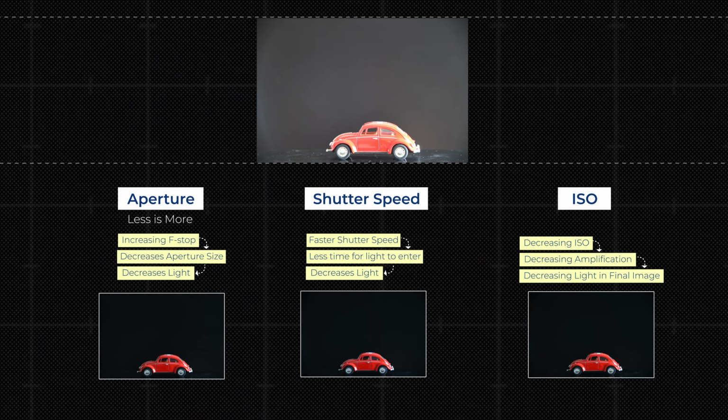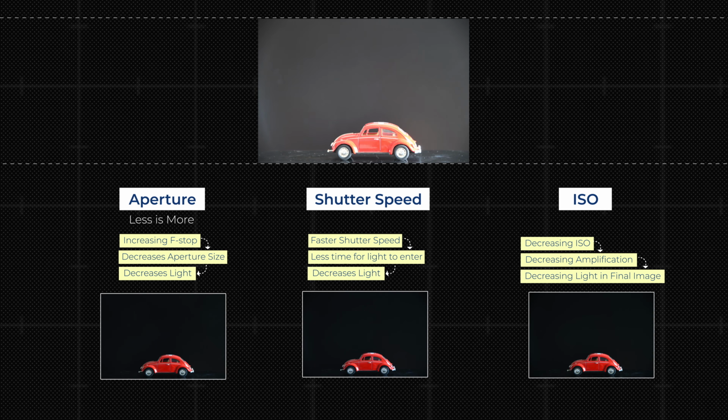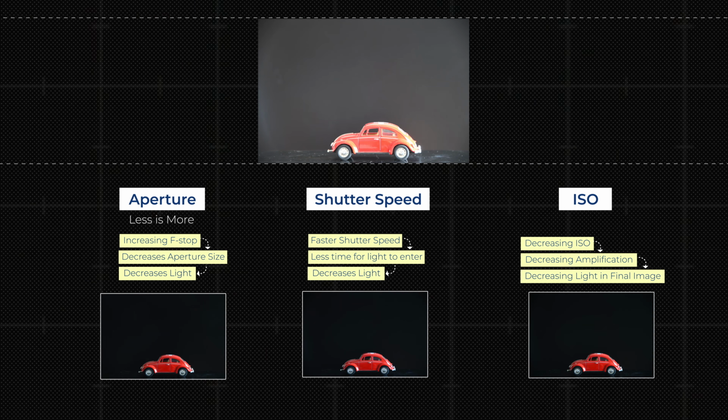And this is how the 3 tools of the exposure triangle can be used to get that perfect exposure that we want for our photograph. A similar process can be used when we want to increase the amount of light in the photograph.